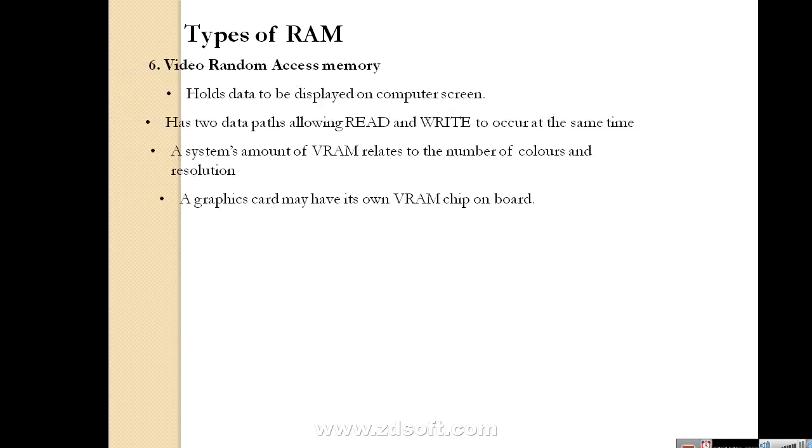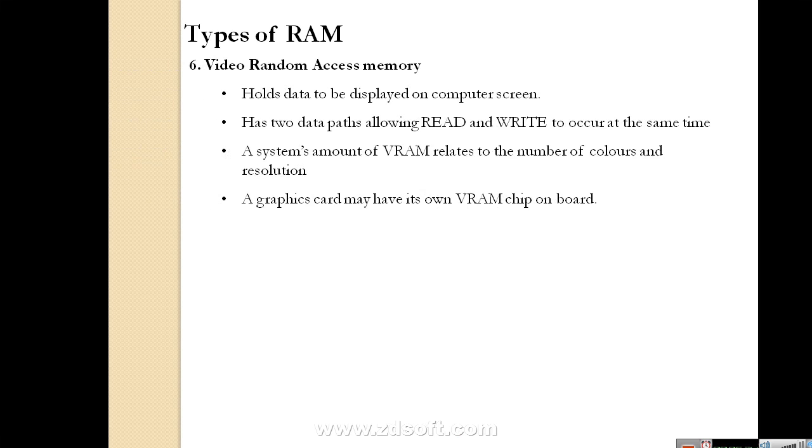Now types of RAM. Video random access memory holds data to be displayed on the computer screen and has two data paths along, allowing read and write to occur at the same time. A system's amount of VRAM relates to the number of colors and resolution. A graphics card may have its own VRAM chip on board.